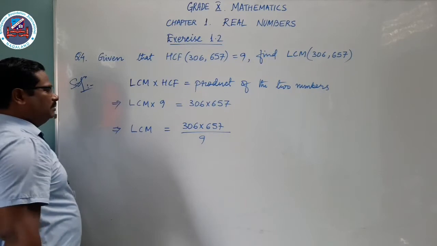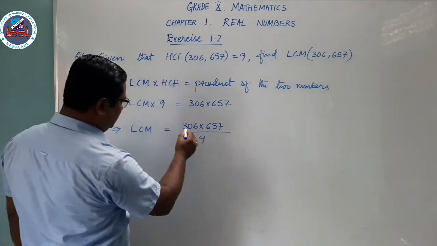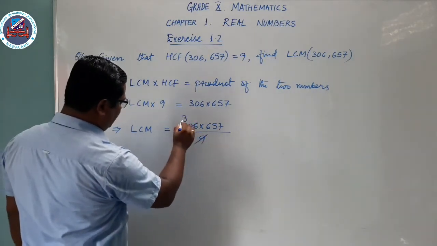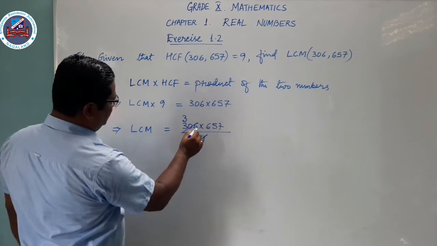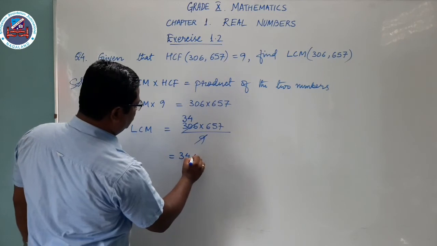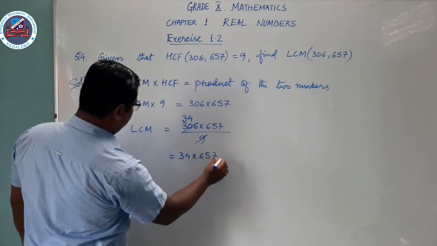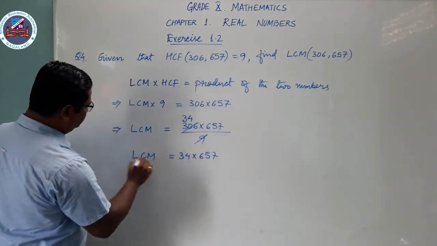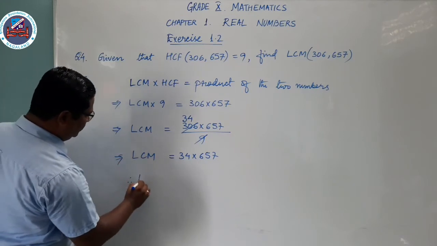So 9 will come down. Then see if you can cancel it. 9 3s are 27, 9 4s are 36. So it is a product of 34 into 657. This is your LCM. So ultimately you can write down the answer: LCM of the two numbers.